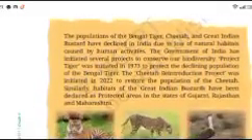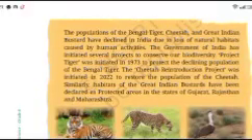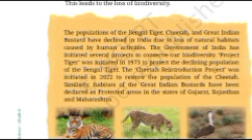The populations of Bengal tiger, cheetah, and great Indian bustard have declined in India due to loss of natural habitats caused by human activities. The government of India has initiated several projects to conserve our biodiversity. Project Tiger was initiated in 1973 to protect the declining population of the Bengal tiger.